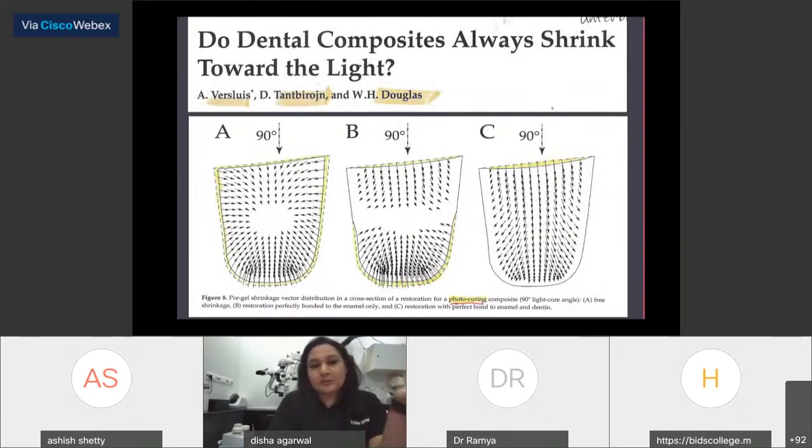This paper by Dr. Verselius is a fantastic paper which gives a detailed insight into what actually happens when you give in a light, what happens when you give a light at 45 degrees. So if you have a chance, go ahead and read this paper. I'll summarize it and tell you, the truth is the light does not matter. The shrinkage will always be towards the surface that is more bonded.